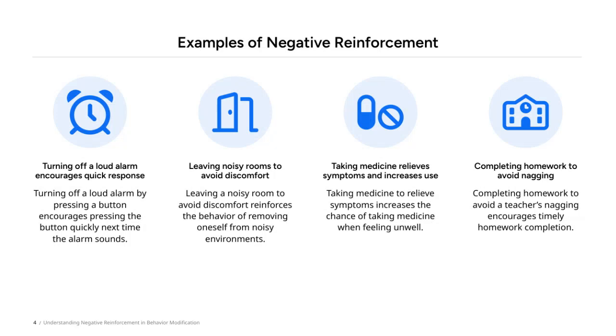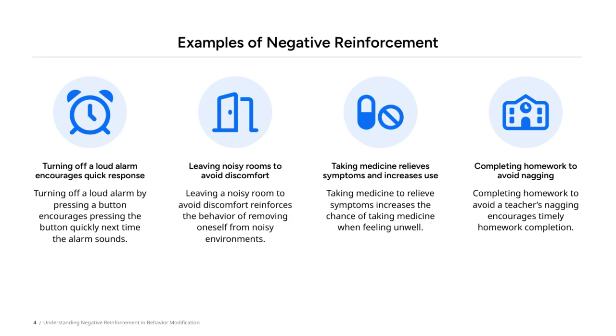Let's look at some examples of negative reinforcement to understand how it works in everyday situations. First, imagine a loud alarm sounding. Pressing a button to turn it off stops the noise, which encourages you to press the button quickly the next time the alarm goes off. The unpleasant sound is removed, so the response is reinforced. Next, think about leaving a noisy room because the noise causes discomfort. By leaving, you avoid that discomfort, which strengthens the habit of removing yourself from noisy environments.